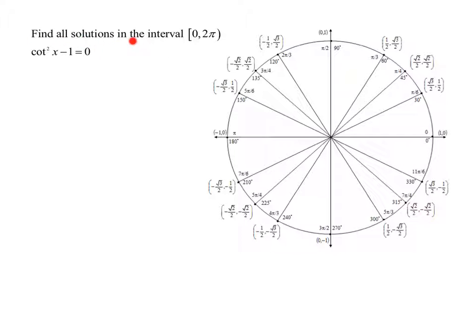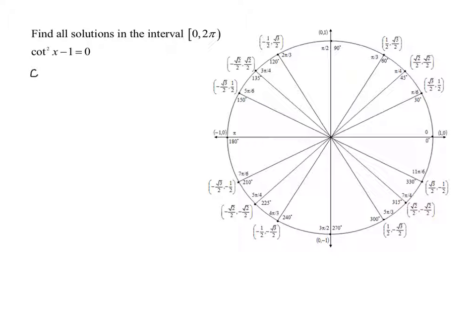In this problem, I need to find all solutions in the interval 0 to 2 pi of this trigonometric equation. As you can see, it's a quadratic equation in the cotangent of x, but since I only have the squared term, I don't have the linear term, I think it's going to be a lot quicker if I solve it by the square root method. That means I need to isolate the squared term.